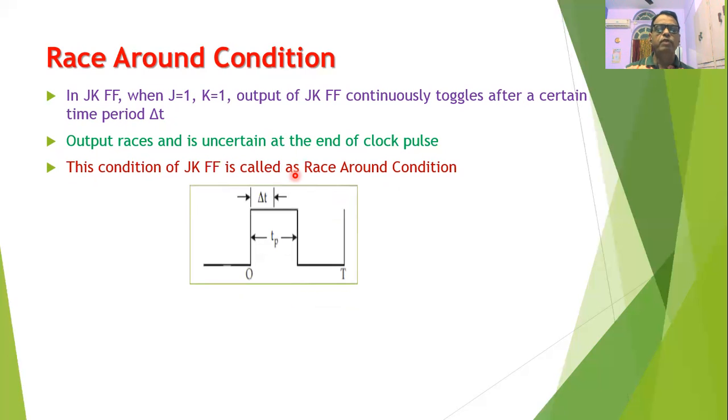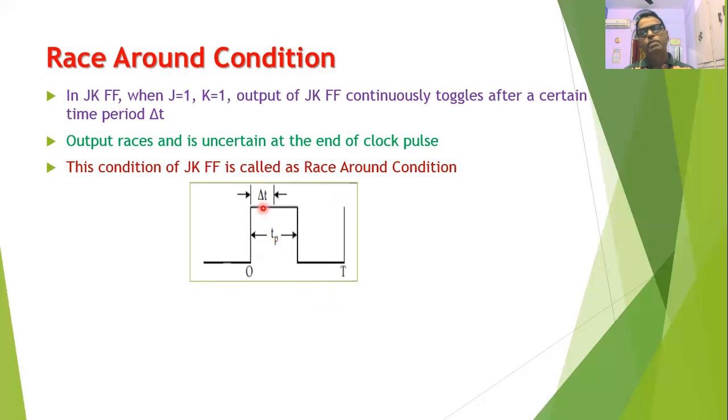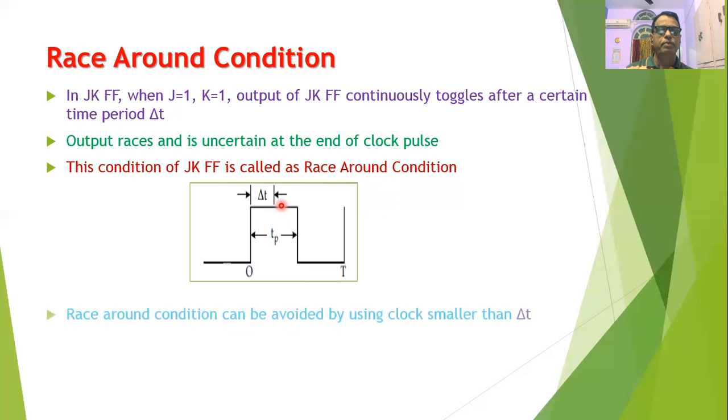So as shown in the figure, suppose my pulse width is quite high, and after a time period delta T, the circuit will change its state. That is, if it is initially 0, then it will change to 1. And suppose the clock pulse is still high, then the circuit will again change the state and again become 0. So this goes on continuously, and therefore we are not certain about what kind of output we will get after the application of the clock pulse.